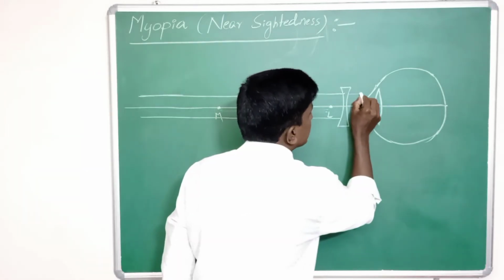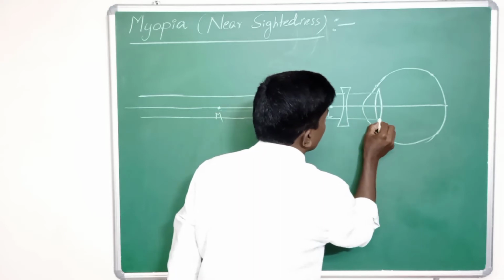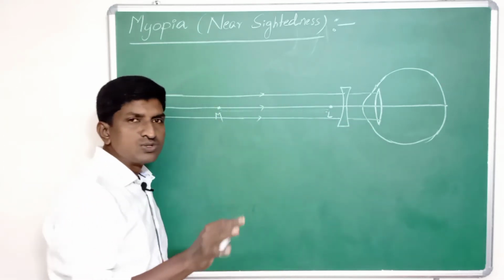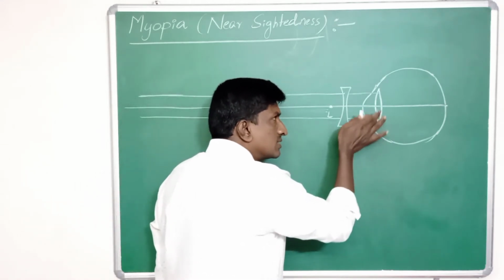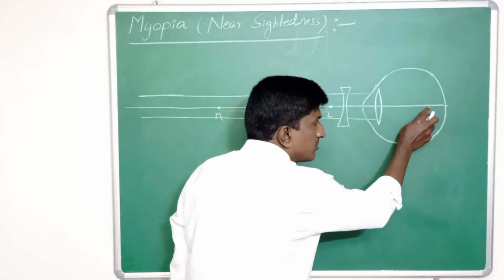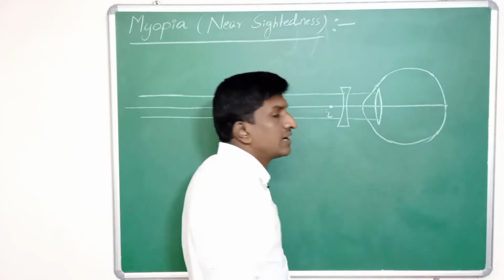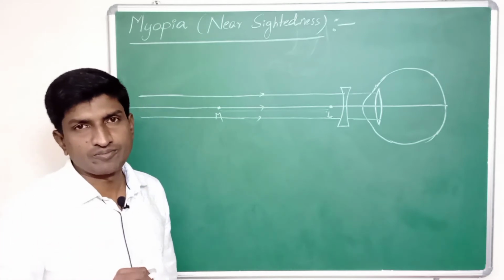So these light rays pass straight if no biconcave lens is used. These light rays move straight and are refracted by the eye lens and form the image just before the retina. Then the image of that object appears unclear.